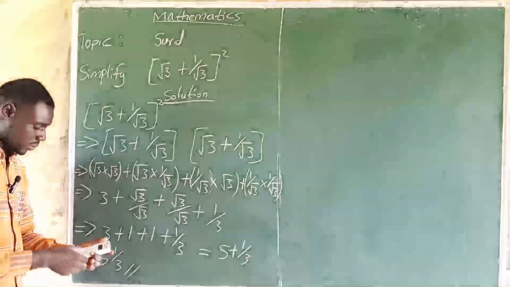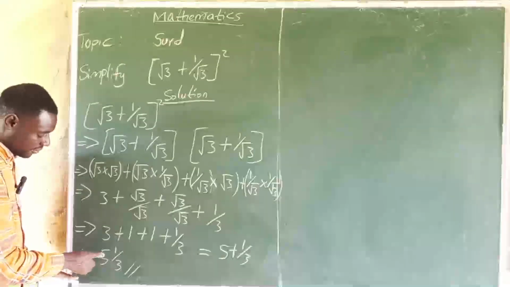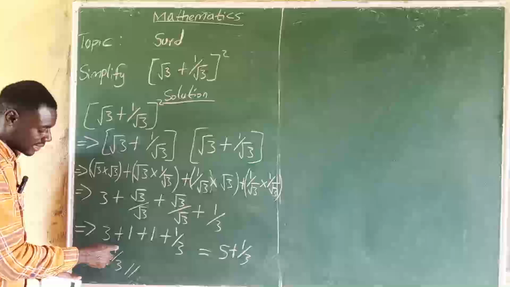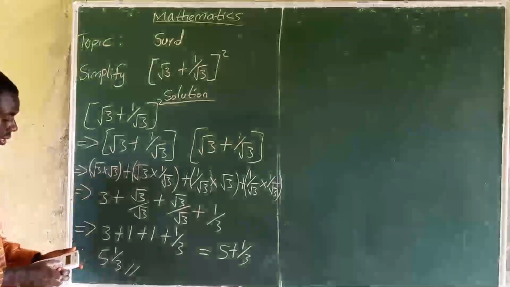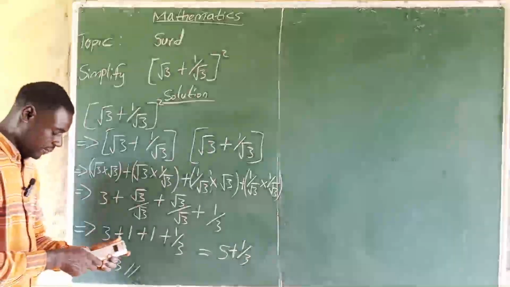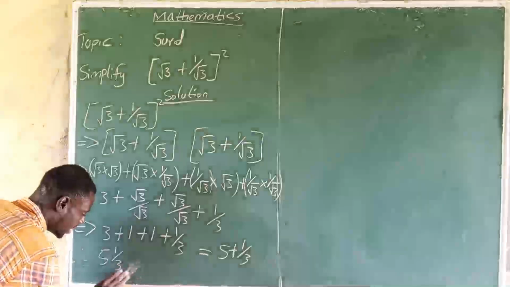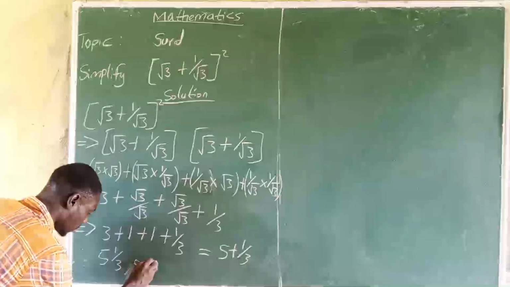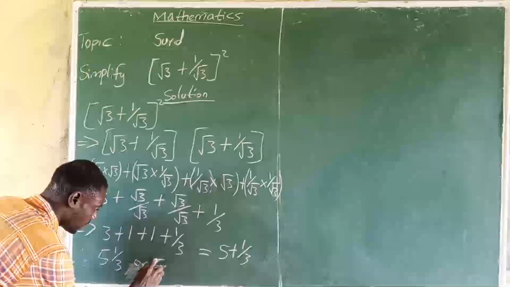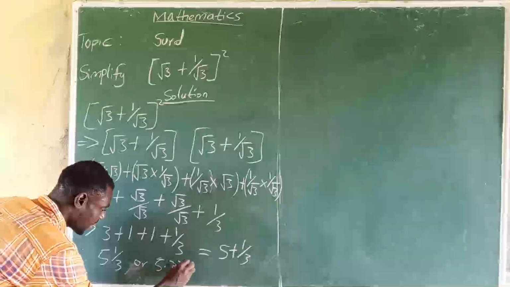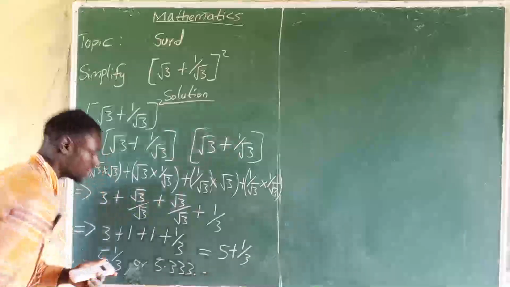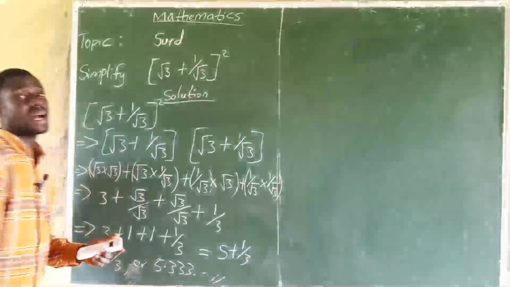If you want to change it to mixed fraction, it will be 5 times 3 gives 15 plus 1, 16. 16 divided by 3, which will give us 5.333. It continues. So this is our final answer.